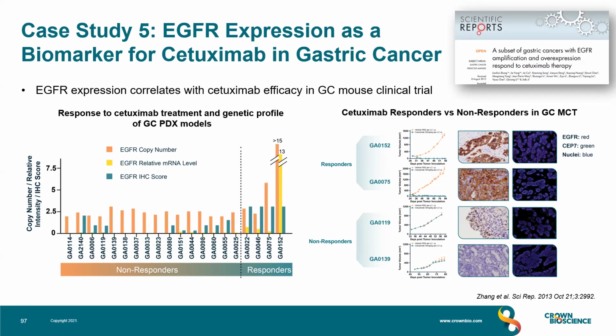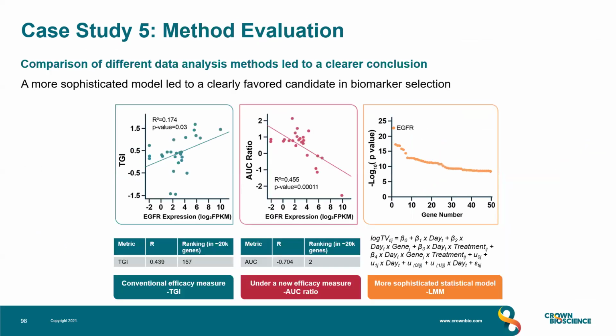And we identified and clustered the therapeutic responders and non-responders and found that EGFR expression, which is shown here for IHC, with the copy number and with mRNA expression, correlated with the high response to cetuximab in 4 of these models that are shown here. However, the tumor growth inhibition response didn't really correlate very well with the EGFR expression. So this led us to investigate alternative correlations.